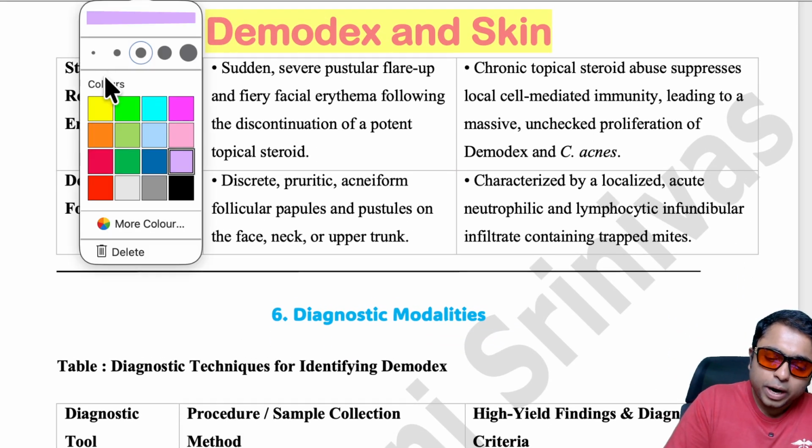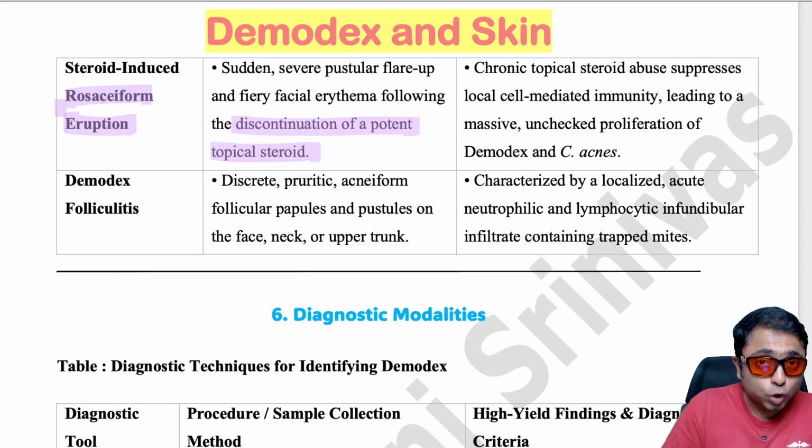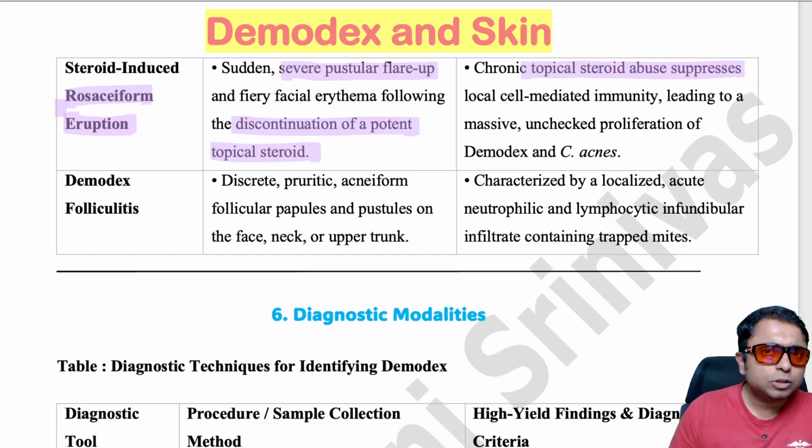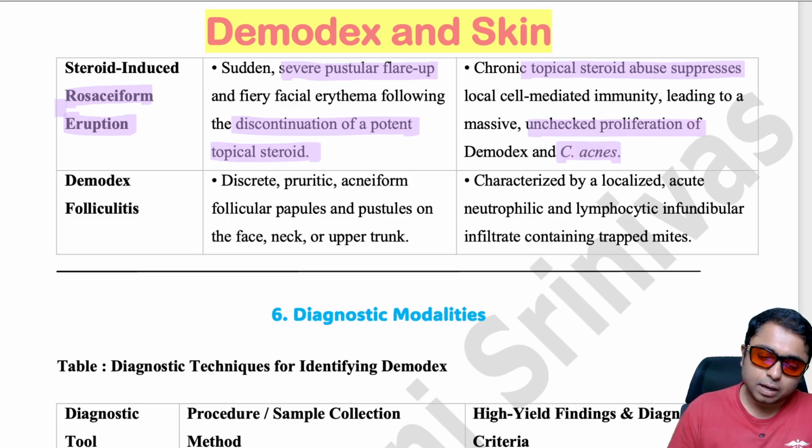Next is steroid induced rosacea-like eruption. Those individuals who are on potent topical steroids, if they suddenly stop that, there is going to be a pustular flare up of the face, and it is associated with chronic steroid abuse. This is going to suppress the immune system locally, leading to the unchecked proliferation of the Demodex and also Cutibacterium acnes.